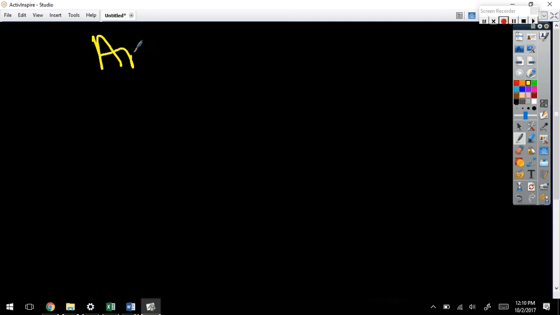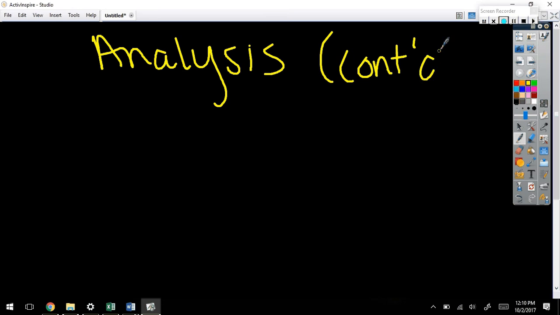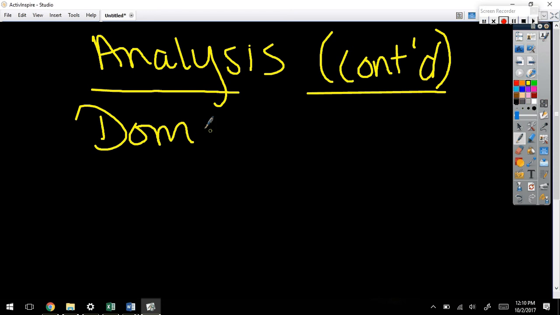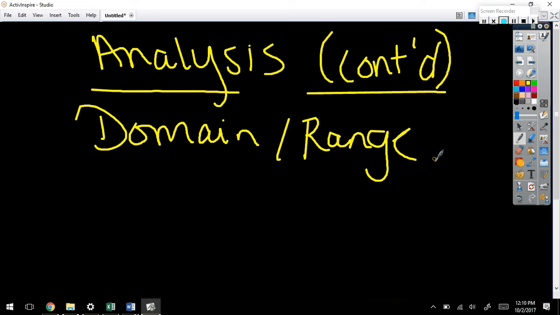Analysis continued. One thing that I'll throw out there that's a part of the analysis that you should already know is your domain and range. Those are two steps in the analysis. Remember I told you, I think, how many steps? 10, 11, something? If you want to turn that desk, you're more than welcome to, because it's kind of an awkward angle. So domain and range is going to be a part of that.